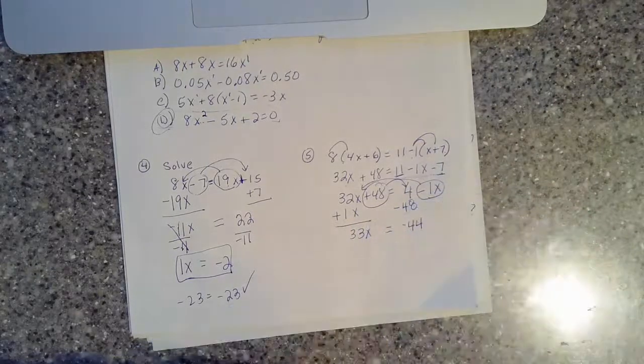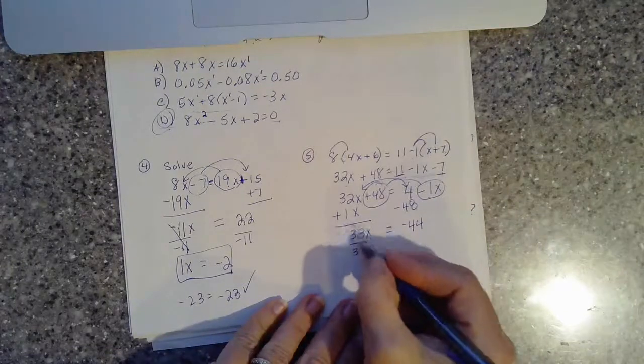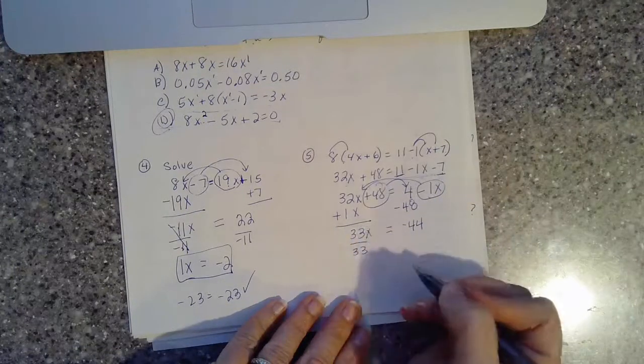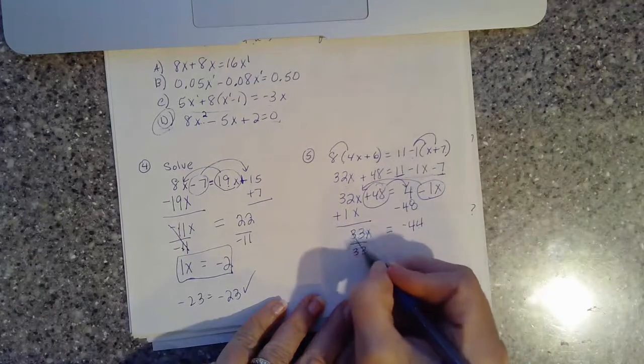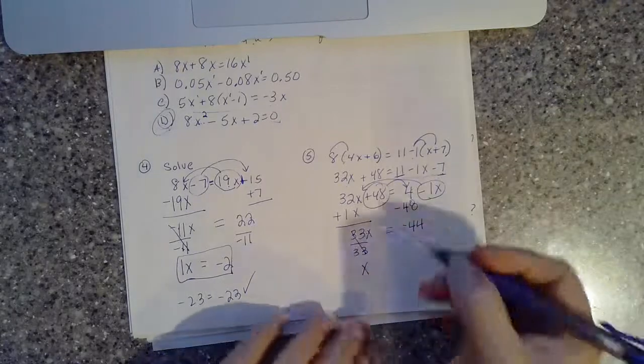Then the last step is always divide by what's in front of your variable. Since that is multiplied, the opposite is divide. 33 divided by 33 makes that 1x we're always looking for, regular x. What you do to one side, do to the other side.